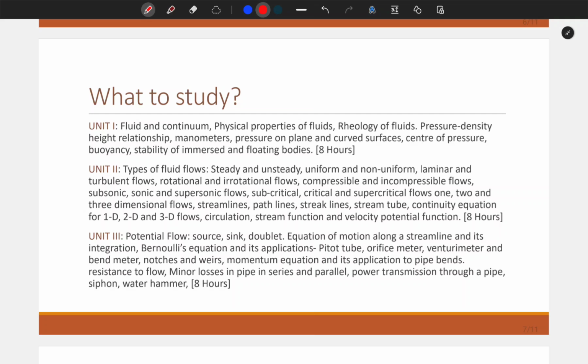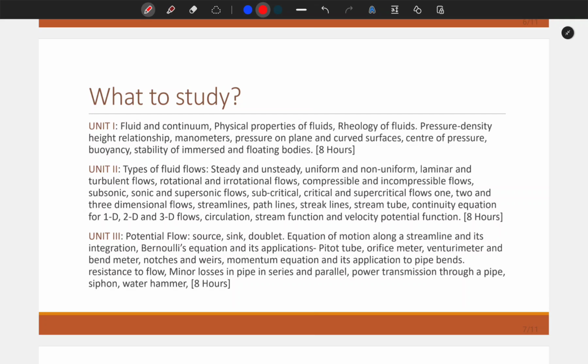In Unit 2, Unit 1 was fluid statics. Unit 2, we have to study about the fluid kinematics. In this unit, we will study the flow characteristics, like what are the types of flows, when fluid flows, then what is steady and unsteady flow, uniform and non-uniform flow, laminar, turbulent, rotational, irrotational, compressible, incompressible, subsonic, supersonic, subcritical, critical and supercritical flows. These are the type of flows we will discuss in this unit.